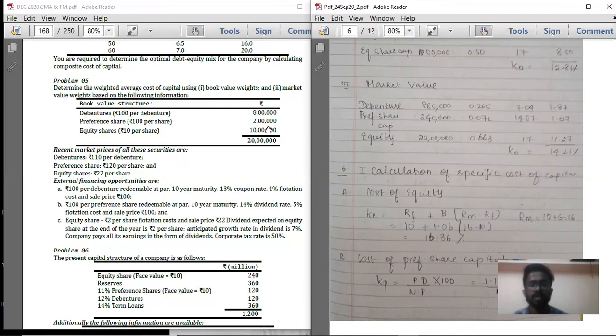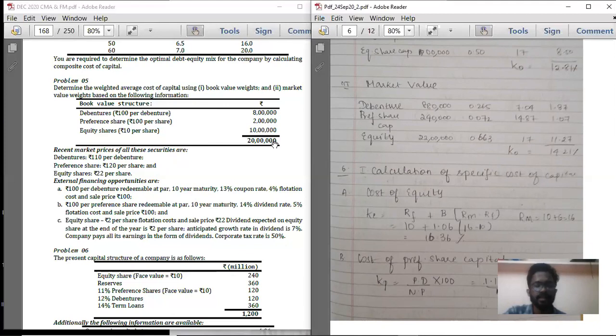Preference share capital, also do the same thing. Book value is 2 lakhs. Book value per share is 100. If you divide, 2,000 shares into 120 per share, 2,000 into 120, you are getting 2 lakh 40,000. In respect of preference share capital record market value 2 lakh 40,000. And next equity share capital, also same thing. 10 lakhs book value divided by 10 rupees per share.